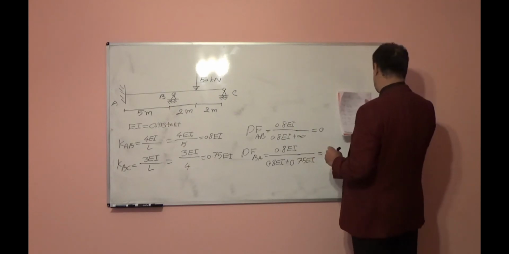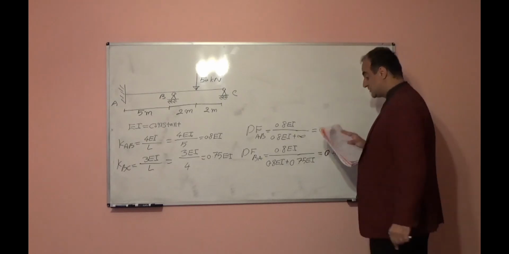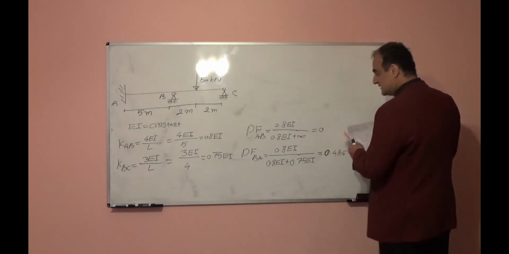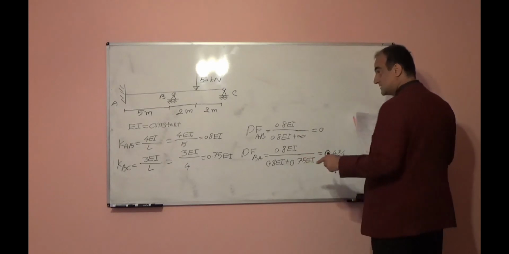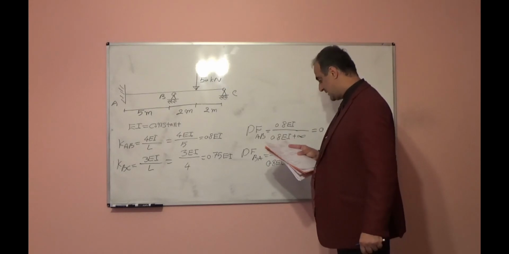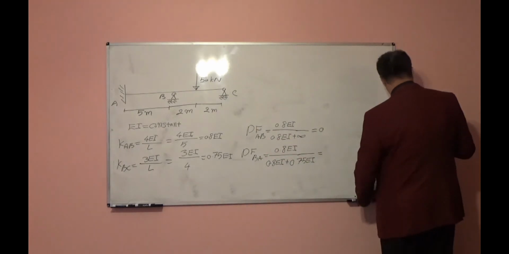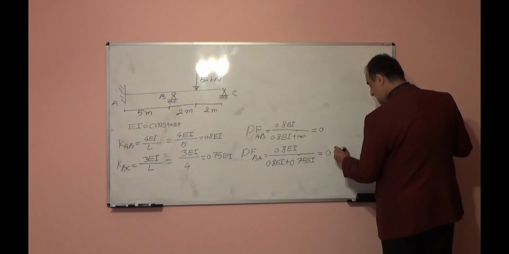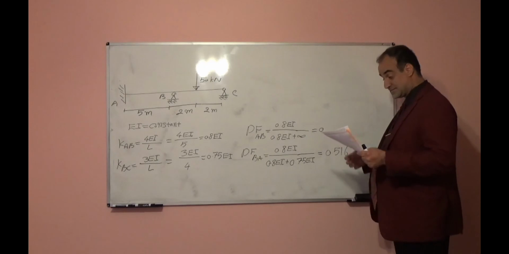Answer for this will be 0.484. Distribution factor for member BA will be the stiffness of member BA, 0.8 EI, divided by KAB, 0.8 EI, plus 0.75 EI. The answer will be equal to 0.516. The answer will be 0.516.